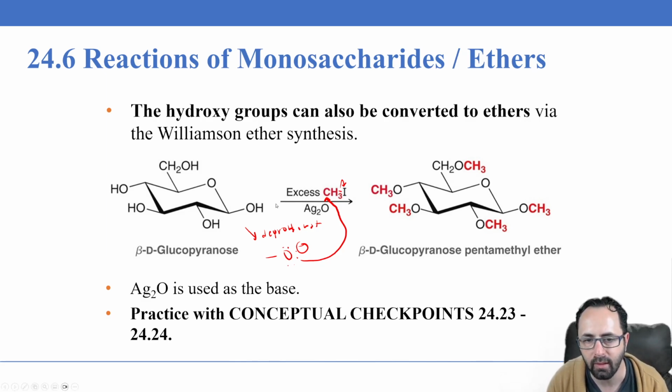And then we get an attachment of the oxygen of the deprotonated hydroxyl group to the alkyl group that's on the alkyl halide. So in this case it was a methyl group. So to each of these oxygens on the hydroxy groups, a hydrogen is replaced with a methyl group effectively. And silver oxide is used as a base to deprotonate the hydroxy groups.